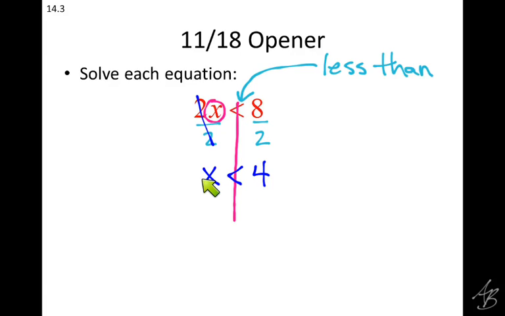What if I picked a number that's not less than 4? Let's say I pick 5. Okay, so it doesn't work here, right? So if I put 5 in for x, what's 2 times 5? 10. Is 10 less than 8? No. So if it doesn't work here, it's also not going to work here.